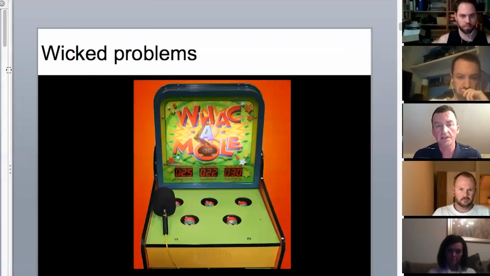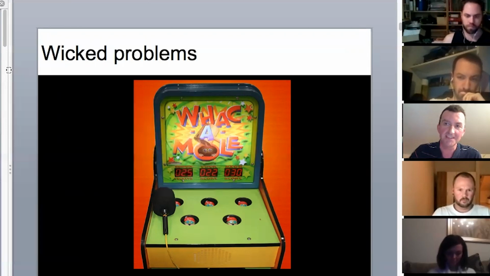First little story here is about wicked problems. And I'm sure you've all played a game like this when you've been a child at a fairground. You might have played it if you've been an adult. It's good fun. So, of course, the moles are popping up. You don't know which one's going to pop up next, and you have to hit them on the head.